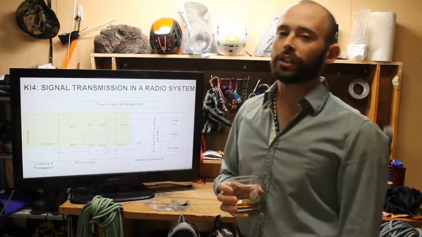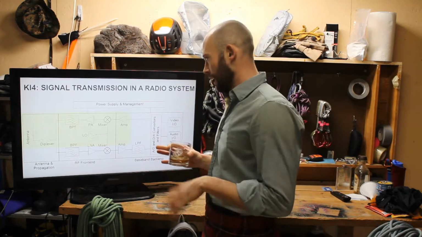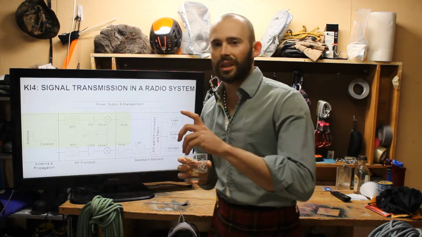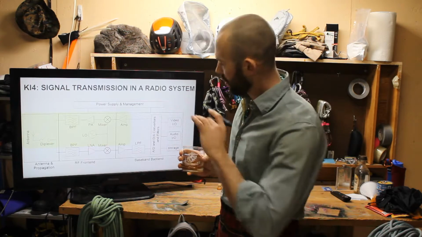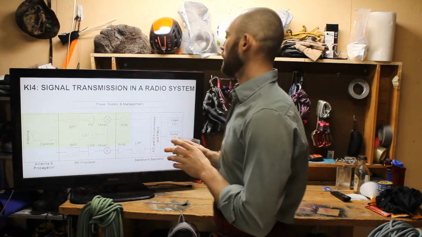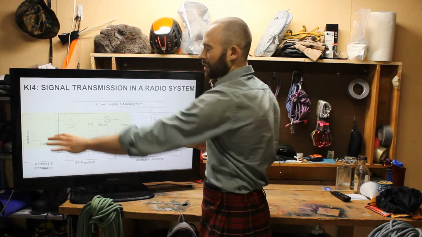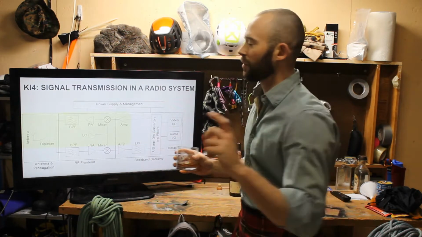The knowledge integration for this particular KI is the signal transmission in a radio system. We are going to be dealing with the transmitter side today. This is the basic schematic, very simplified.